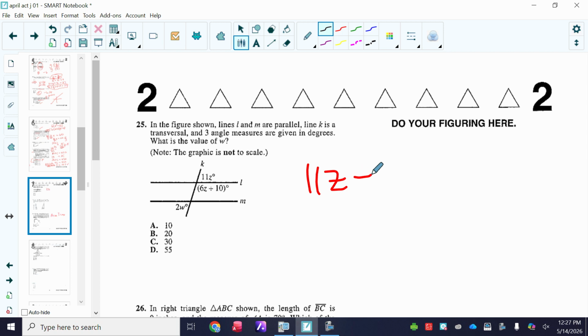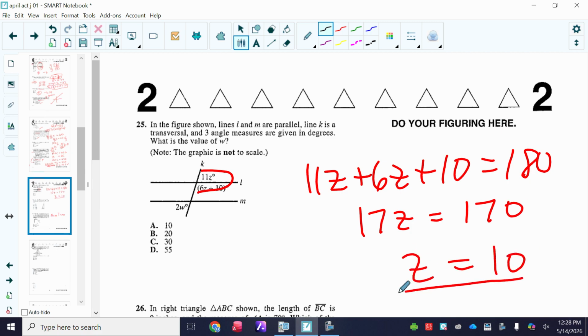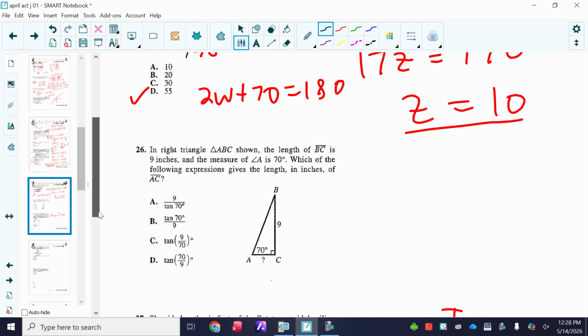11Z plus 6Z plus 10 is 180, huh? These two angles have to add up. So that's 17Z equals 170. Z ends up being 10. And as usual, this 10 means that this angle's 110. Drop it down, that's 110. And this is 70. So 2W plus 70 is 180. Ends up giving you W is 55.